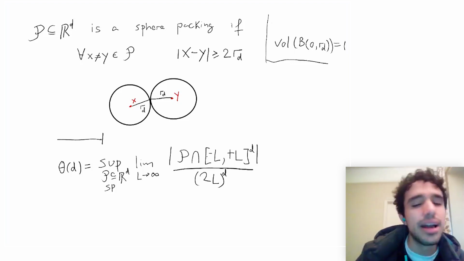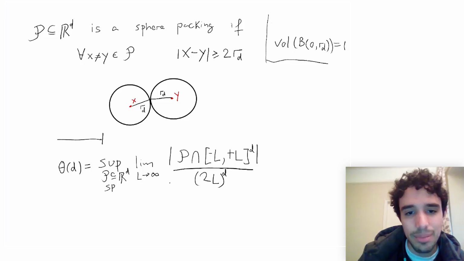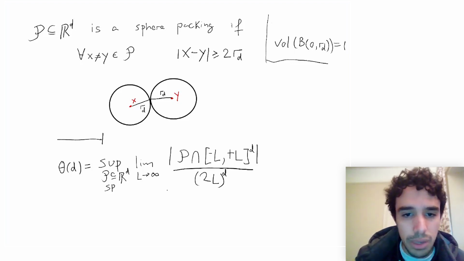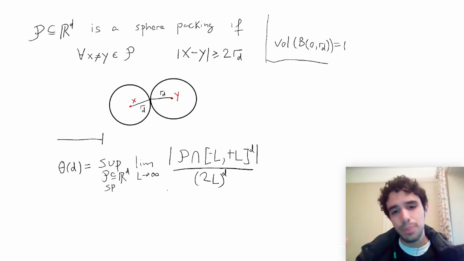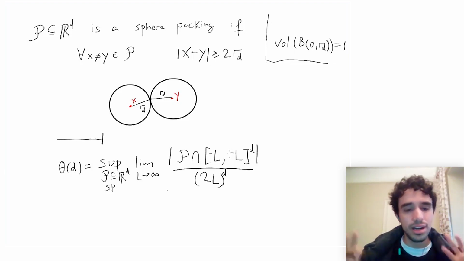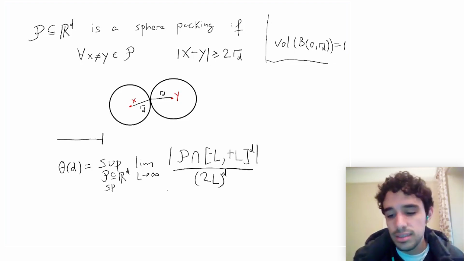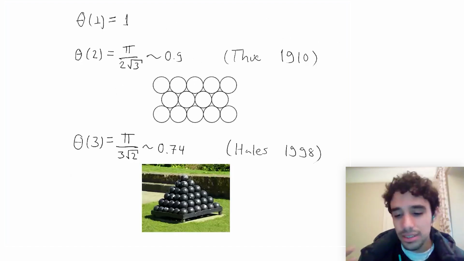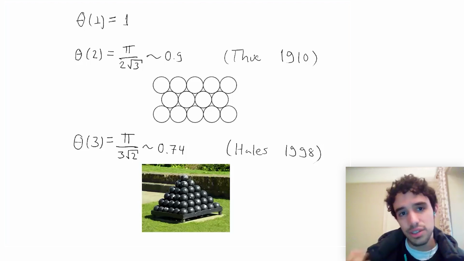And you can show that you can switch this supremum and this limit by some standard arguments. So we are actually going to just be thinking about a very large box, fixed, and then trying to look at the largest sphere packing inside this box.